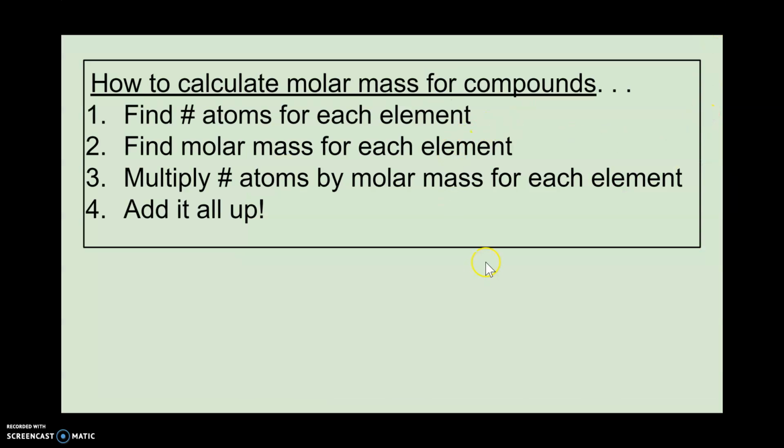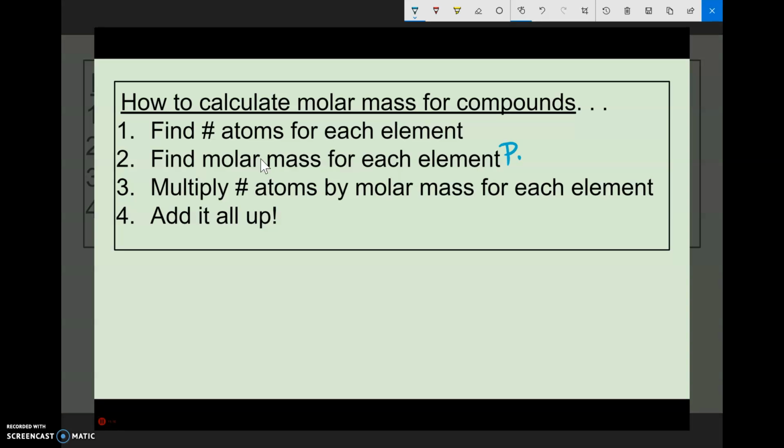Okay, so here's how you calculate the molar mass for compounds. You find the number of atoms of each element. So in that last one, we had 1 carbon and 2 oxygens. Then we go to our periodic table and we find the mass for each element. So again, you're going to the PT, the periodic table, and then you multiply the number of atoms by the molar mass for each element. And then all you do is, voila, add it all up and you're done.